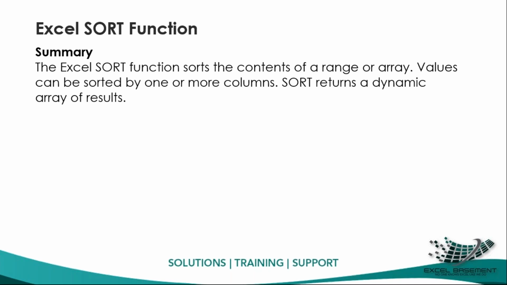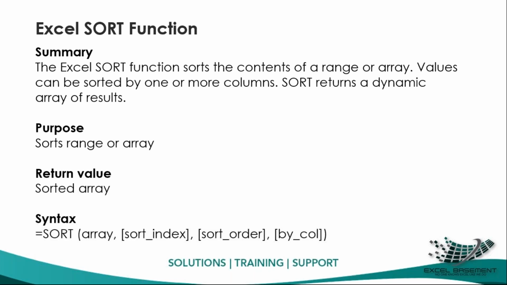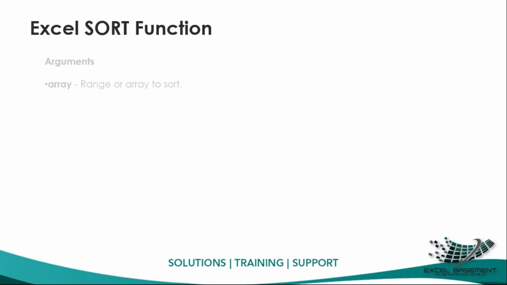So let's discuss this. The Excel SORT function sorts the contents of a range or array. Values can be sorted by one or more columns. SORT returns a dynamic array of results. Okay, and that's the beauty of it. The purpose of SORT is to sort a range or array. The return value, definitely, is a sorted array. The syntax of this function has 4 arguments. The first one is array, which is compulsory, and then 3 optional ones: sort_index, sort_order, and by_col. Let's understand what each of these arguments actually does.